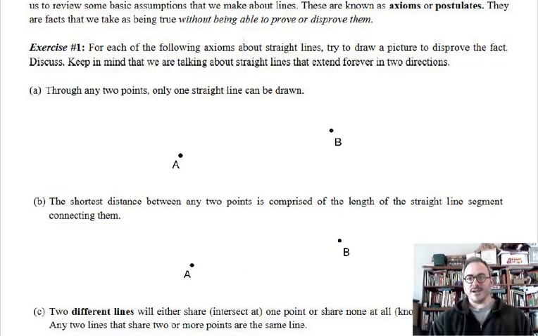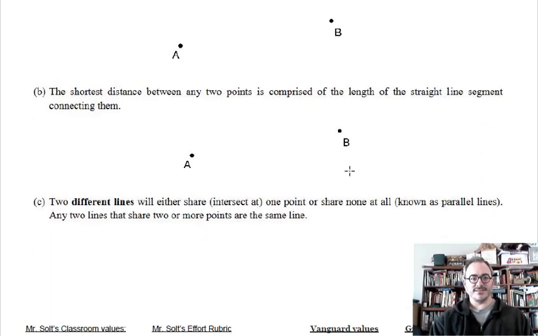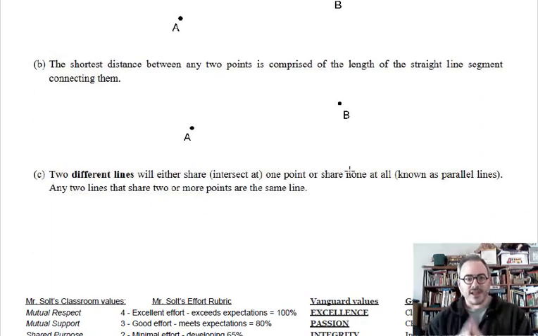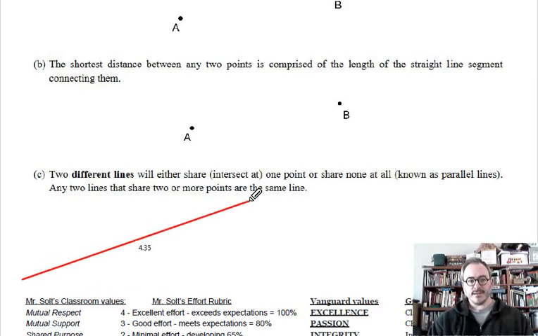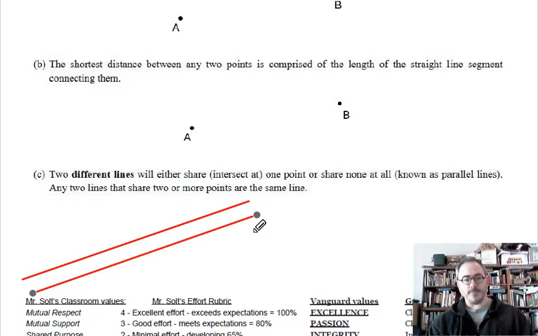All right, so let's do part C here. 2 different lines will either intersect at 1 point, or they will share no points at all. Let me give you an example, like parallel lines. We're going to talk a lot more about parallel lines; I'm just going to introduce the idea today. So I draw a line, and I draw another line, and I'm going to make these 2 lines parallel. Do you see how these 2 lines are parallel? They don't get closer together or farther apart as far as I go.